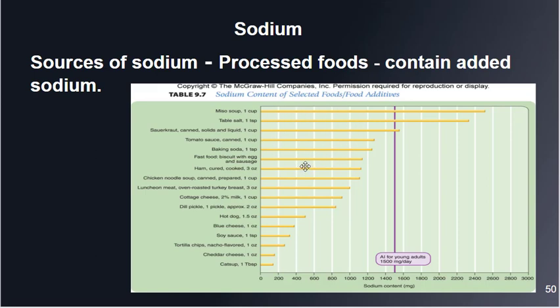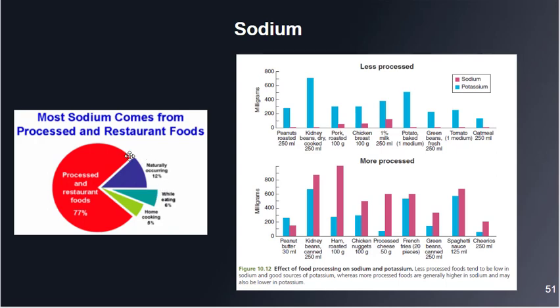So these graphs are telling us that most of our sodium is coming from various processed foods. You can see 77% coming from either processed food or restaurant food. Very small amount of sodium coming from food that you're preparing at home.